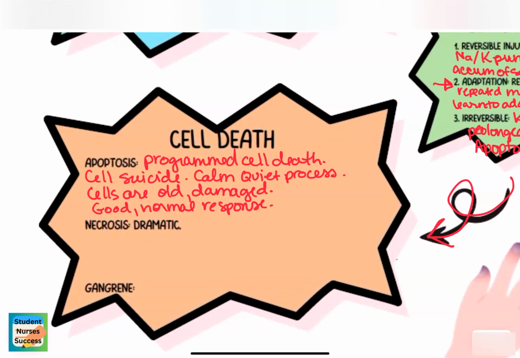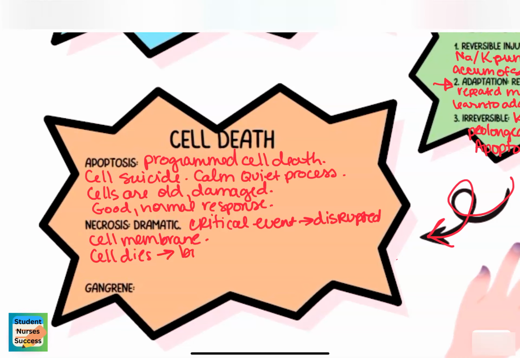Now, at the other end, we have necrosis, which is very traumatic. With necrosis, there's some type of critical event that occurred. And that critical event actually disrupted the cell membrane. In this particular case, the cell dies but causes a big inflammatory response. And that response is systemic throughout our whole body.